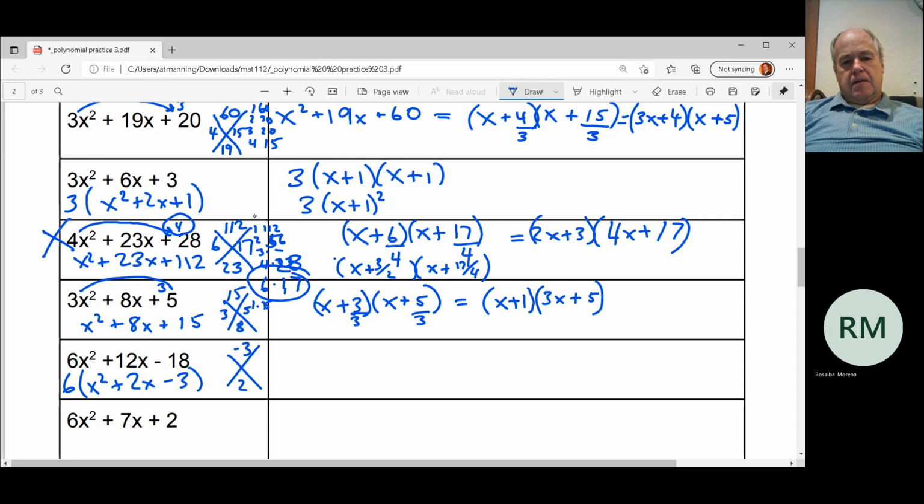Well, 3 and minus 1. All right, so it becomes 6 times x plus 3 times x minus 1. Don't even have to do slide and divide. I have a factor of 6 that turns this into a simpler problem, factoring out that old polynomial.